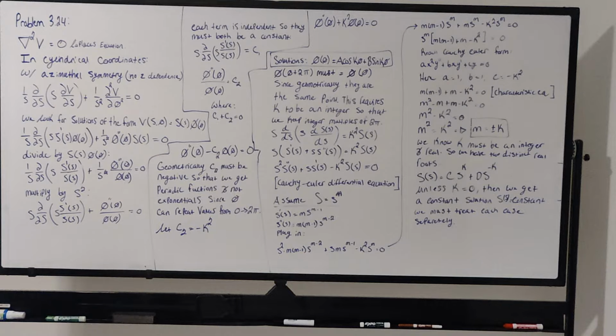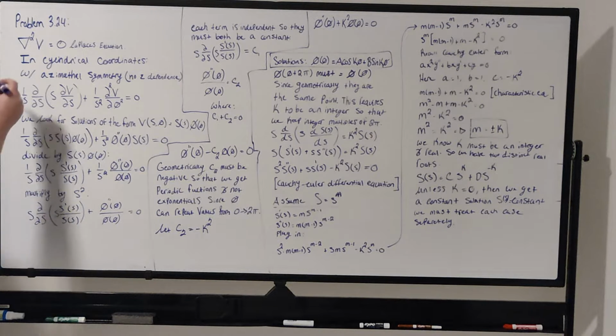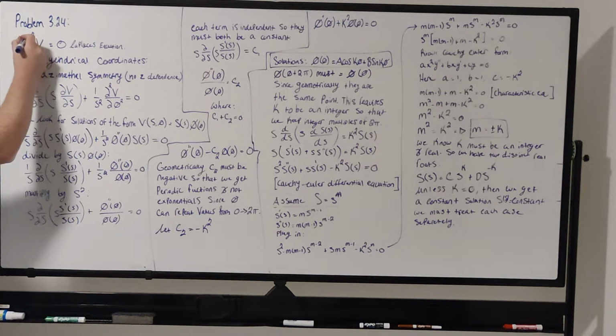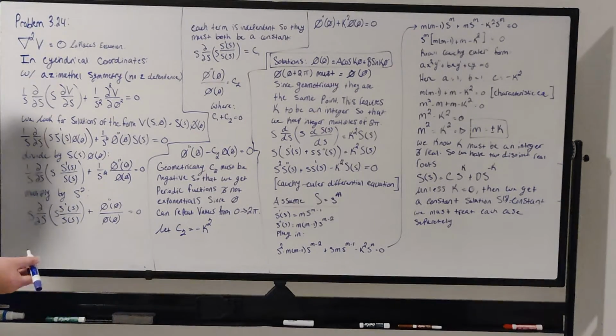All right, so we're just going to jump right into this. There's a lot to cover here. Laplace's equation simply states that the Laplacian of the potential is equal to 0. I thought about going through and deriving the Laplacian in cylindrical coordinates, but I just decided not to.